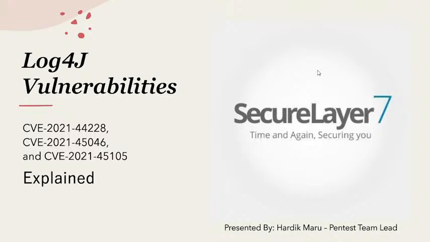So what is this Log4j vulnerability? Why did it happen? Especially the booming Log4Shell vulnerability. What is the patch available for Log4Shell? The vulnerability discovered in the proposed patch, and finally the mitigation that needs to be applied till today's date.